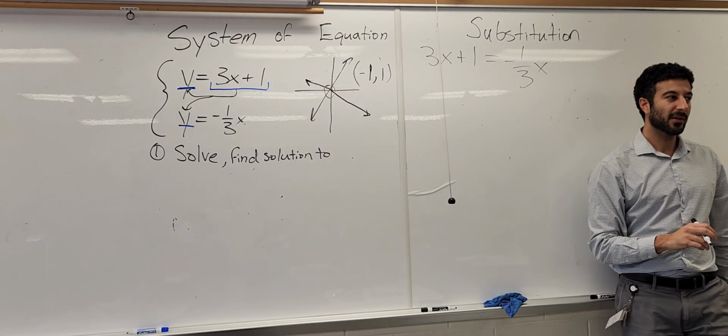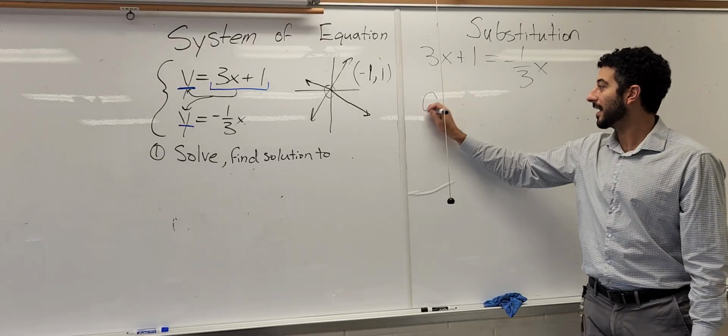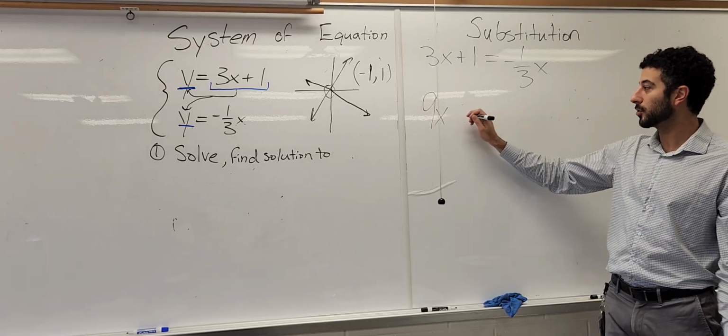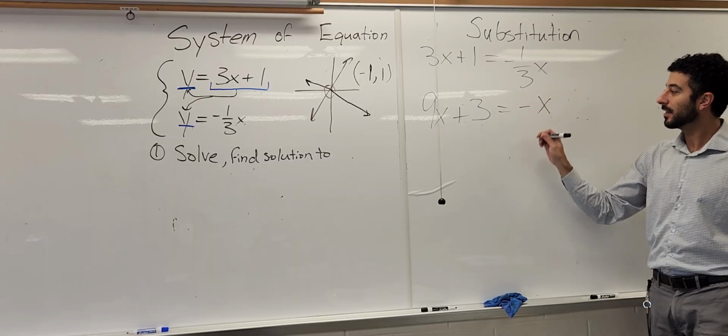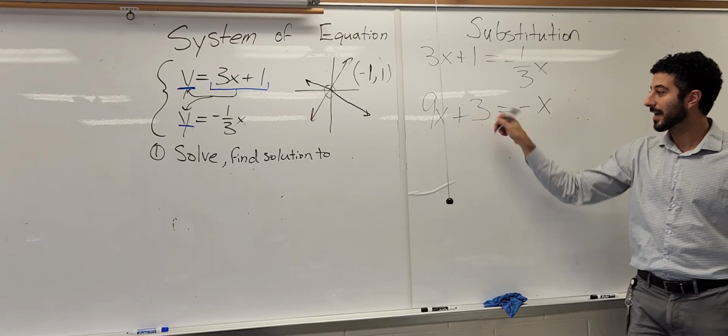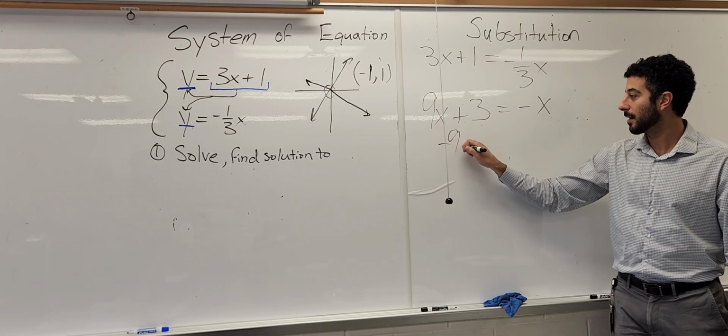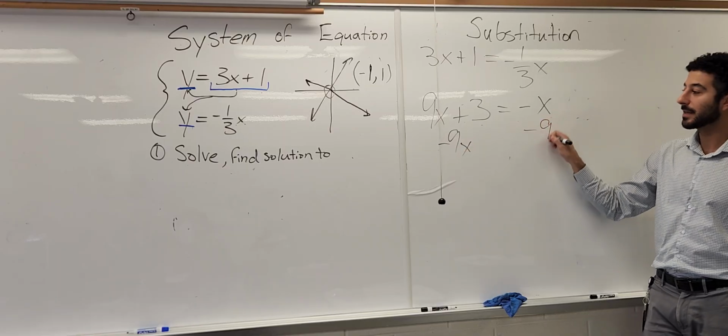I'm going to multiply by 3 first. Let's get rid of the fraction. So I have 9x plus 3 equals negative x. This is legal. This is one way to solve it. You can do it your own way. I'm going to take the 9x and subtract it from both sides, minus 9x, minus 9x.